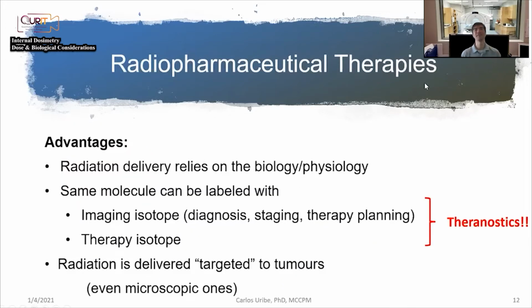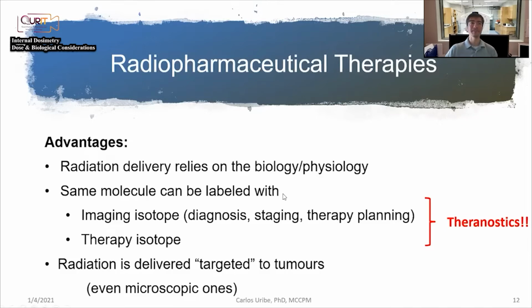So what are some advantages of radiopharmaceutical therapies? Radiation delivery relies on the biology and the physiology. We can use the same molecule labeled with an imaging isotope to diagnose, to stage, or to plan the therapy. Or we can label the molecule with a therapy isotope, like a beta emitter or an alpha emitter. When we combine these two, the diagnostics and the therapies, that's what we call theranostics, which we have mentioned a little bit earlier in the course.